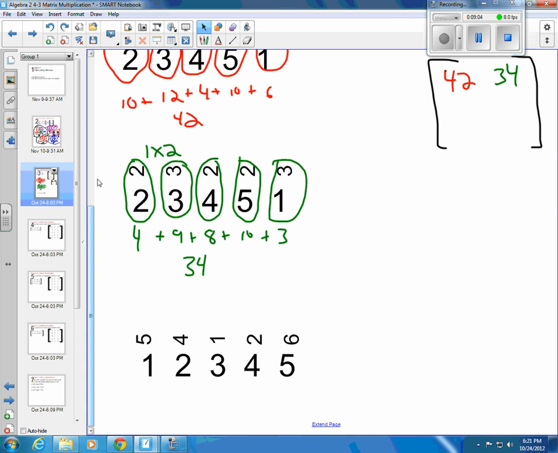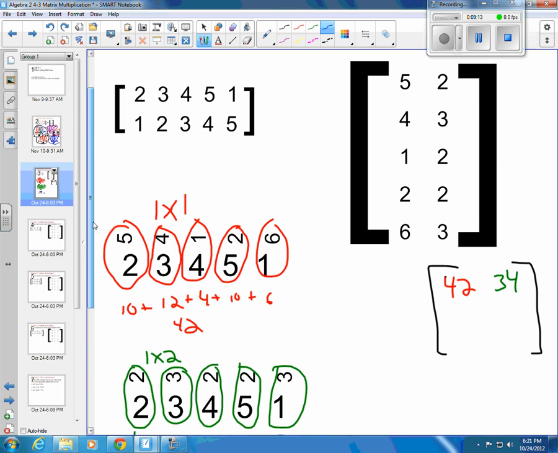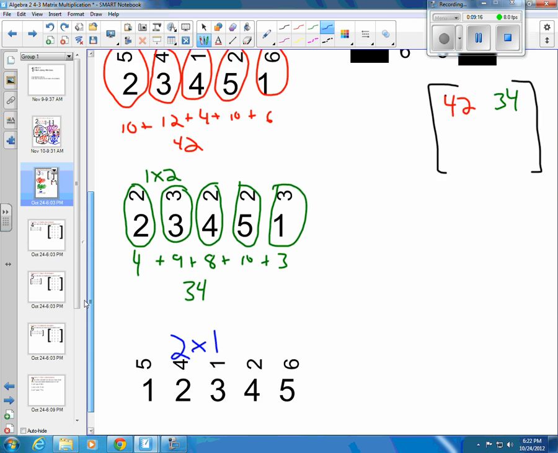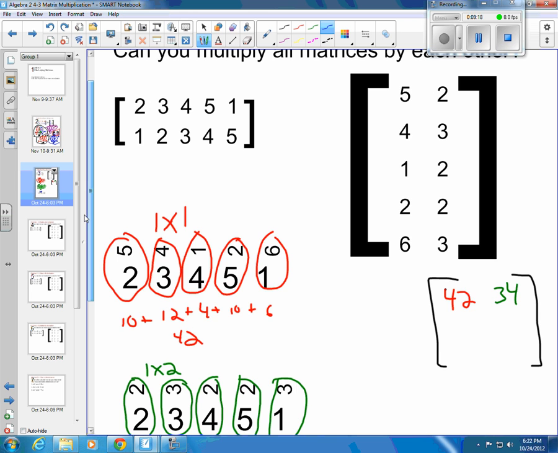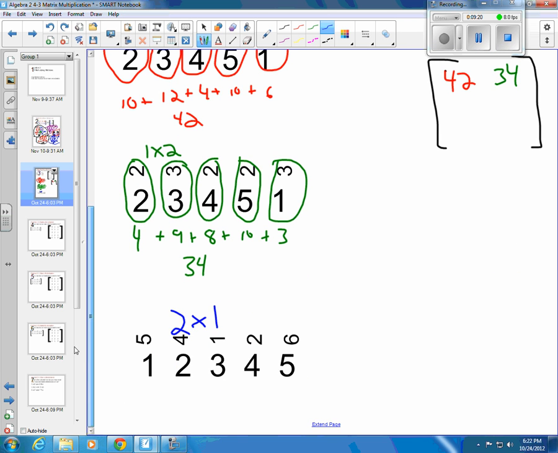So it's my second row now. So grab blue. This is my second row and my first column, right? Second row, 1, 2, 3, 4, 5. And first column, 5, 4, 1, 2, 6.